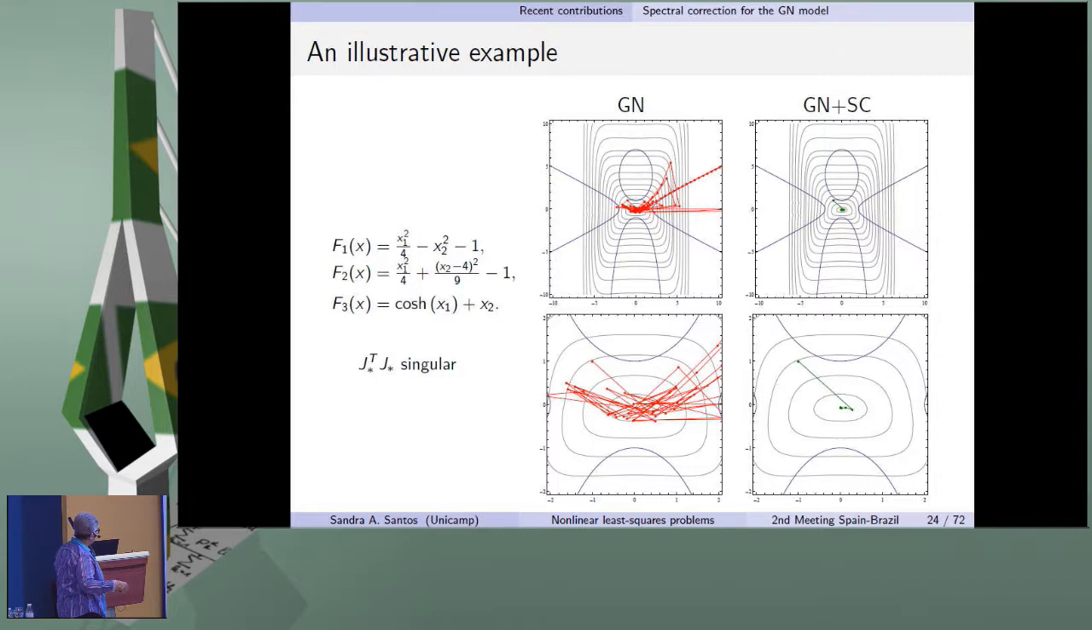This is the initial point, because as the iterates try to reach the optimal solution, the matrix becomes more and more ill-conditioned. On the other hand, the spectral corrected solution converges in 9 iterations, with an optimality criterion of 10 to the minus 8 for the norm of the gradient.